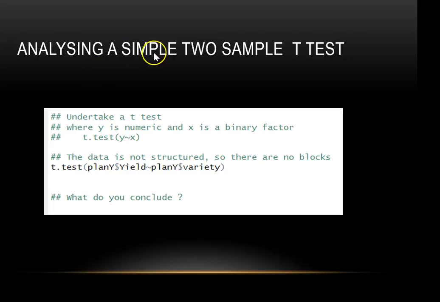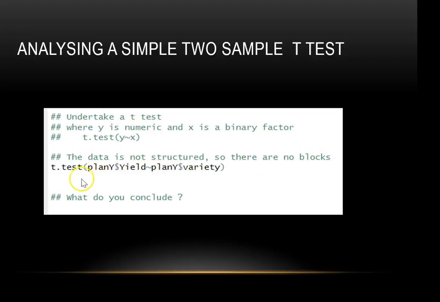And then lastly, we can analyze a simple 2-sample t-test. And here the green is obviously the notes. So I'm just saying we'll undertake a t-test. Y is numeric and X is a binary factor. So what we're saying here, this is the format of the command in R, t-test, open brackets Y tilde X. The data's not structured, there are no blocks in this data.